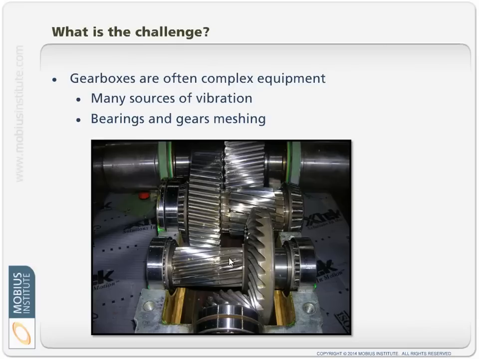You've got to consider the forces that will be generated, radial forces and axial forces. You've got to think about how the vibration is going to be transmitted from a mating pair of gears to the point where you are taking your vibration readings.